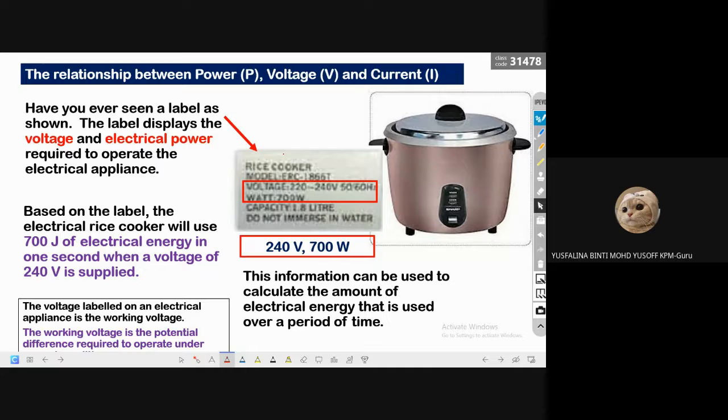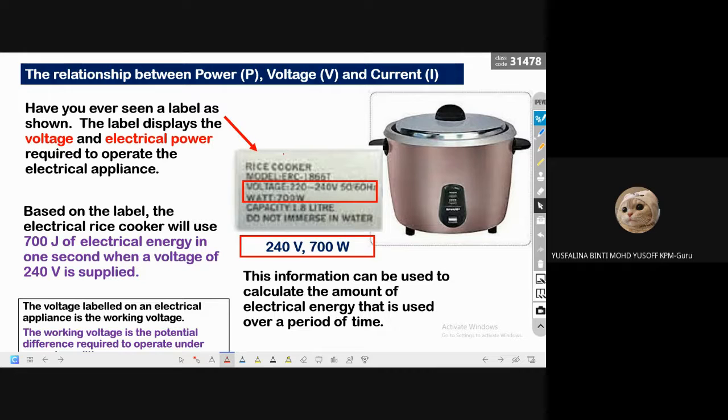The voltage is much lower than ours. That one is 220, I think. So 220 volts is supplied. So if you bring the electrical appliance from here to Japan to cook rice, you will need more time because the voltage is quite low. In our nation we use 240 volts. So that is actually the difference.